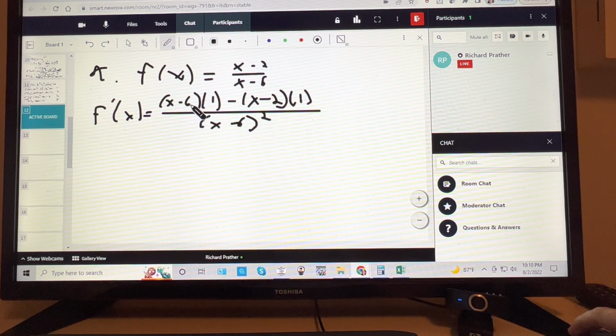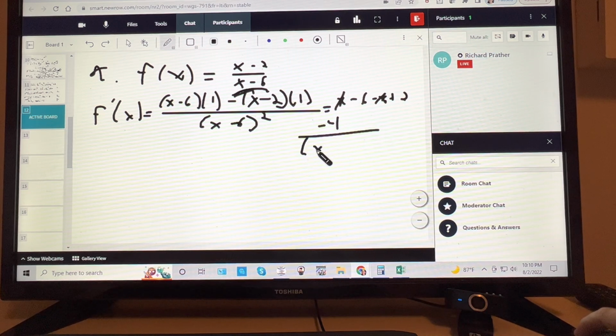And this is nice because the times 1s don't matter, so you get x minus 6 in the top, minus x and plus 2. The x's cancel out. Negative 6 plus 2 is negative 4. So the first derivative is negative 4 over x minus 6 squared. And then you could write that as negative 4 times (x minus 6) to the negative 2.